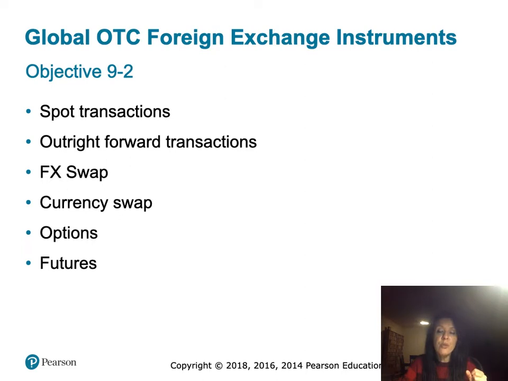Options are instruments that give the right, but not the obligation, to trade foreign currency in the future. On the other hand, a futures contract is an agreement between two parties to buy or sell a particular currency at a particular price on a particular future date, as specified in a standardized contract to all participants in a currency futures exchange, rather than in the over-the-counter market.